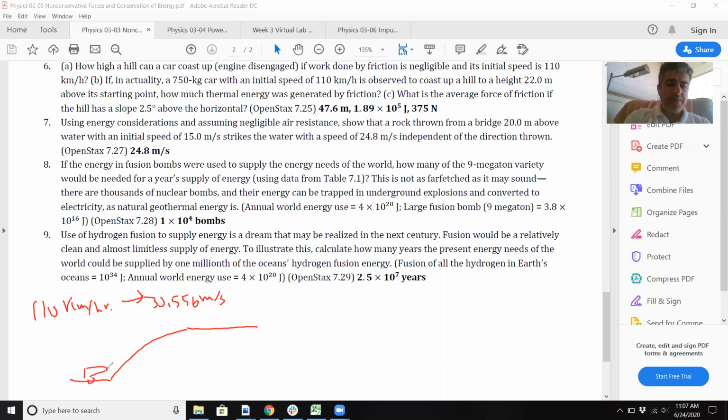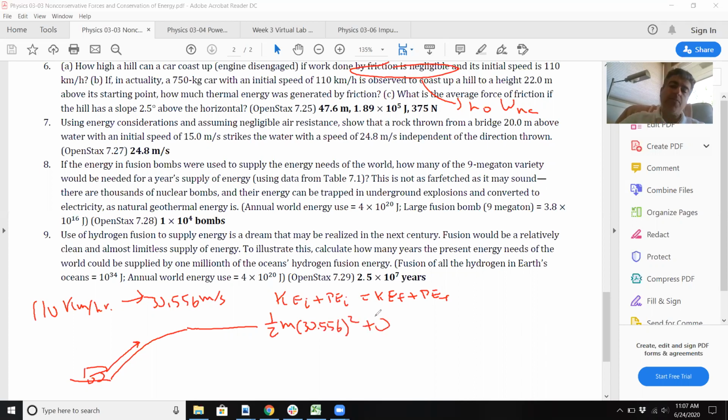So again, you're on the ground, you're going up a hill. Here's the car. It's going up the hill. So again, initial kinetic energy plus initial potential energy equals, excuse me, final kinetic energy plus final potential energy. And again, right now, friction is negligible. So no WNC. Don't need to worry about non-conservative work. So again, you have 1/2 mv squared, or 30.556 squared. You have no potential energy right now because we defined potential energy as height off the ground from the bottom of the hill.